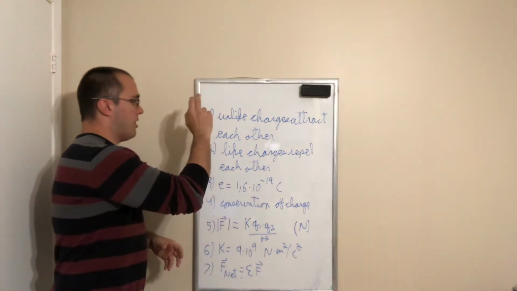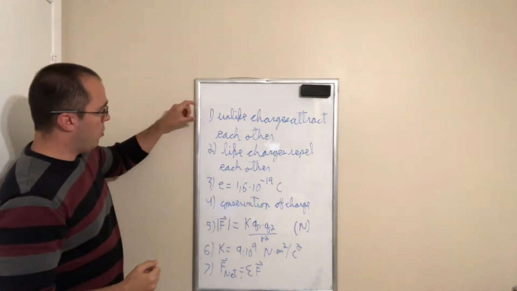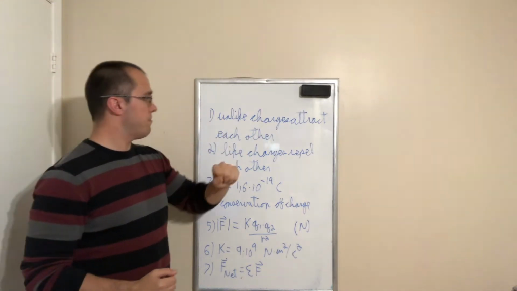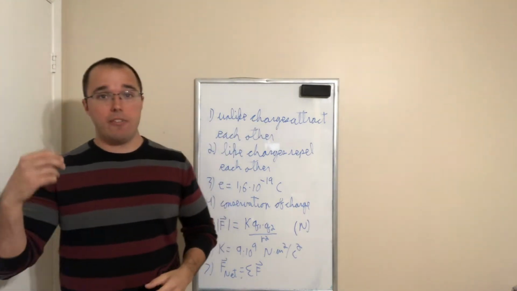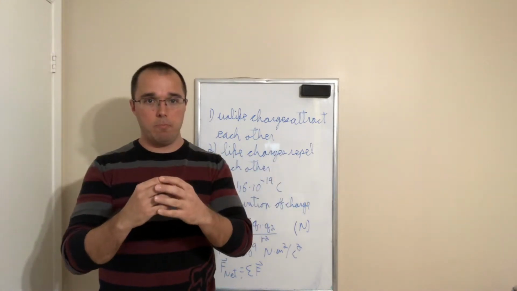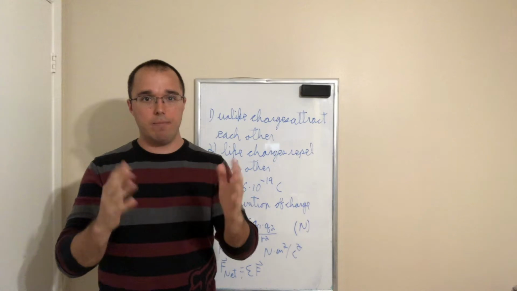Now, there's a couple of points I want to talk about, and the first two are related to the charges themselves. The first one is unlike charges attract each other. If you have an electron and a proton, they will attract each other. Positive and negative attract each other.